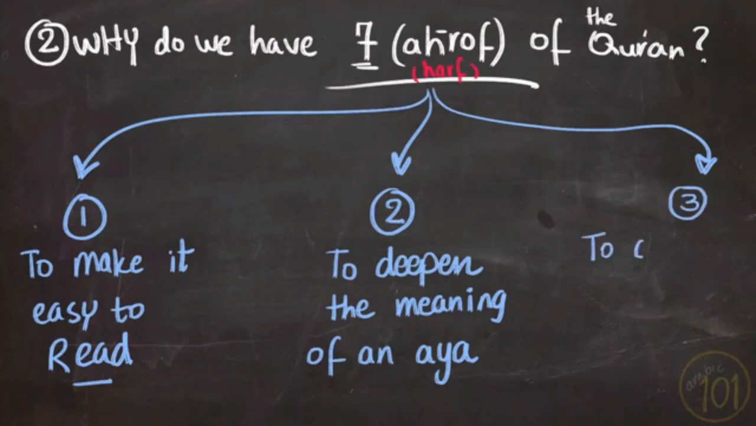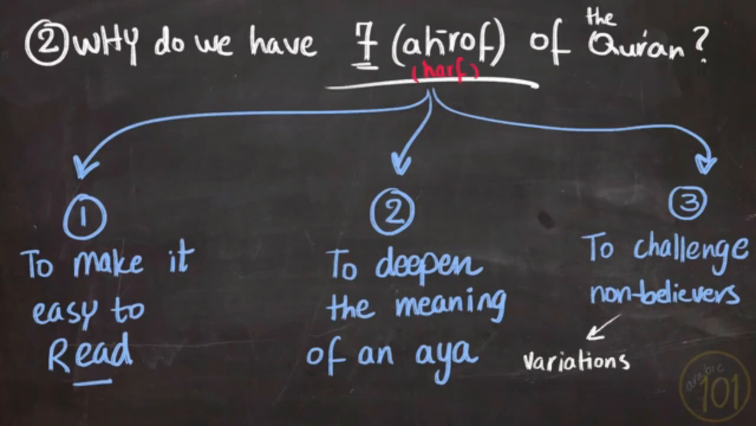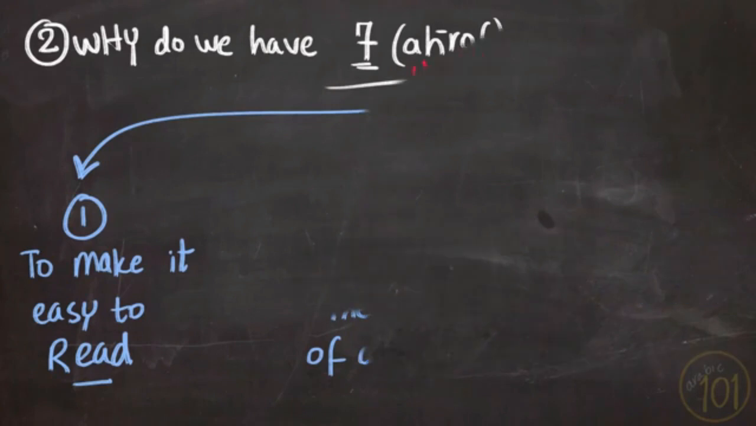And the third reason is that it is to tighten the challenge made against those who don't believe in the Holy Quran, that still, with different variations, the Holy Quran is consistent and only gets richer and more challenging without contradictions and without any mistakes.